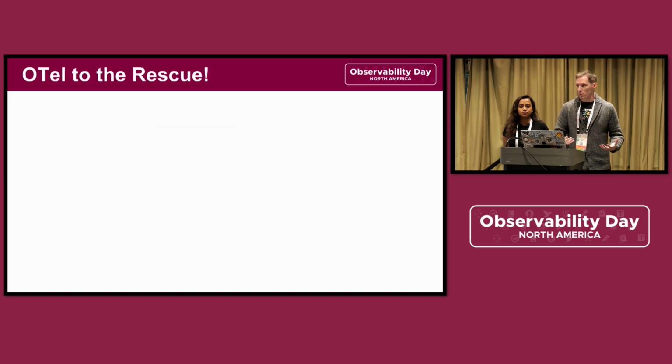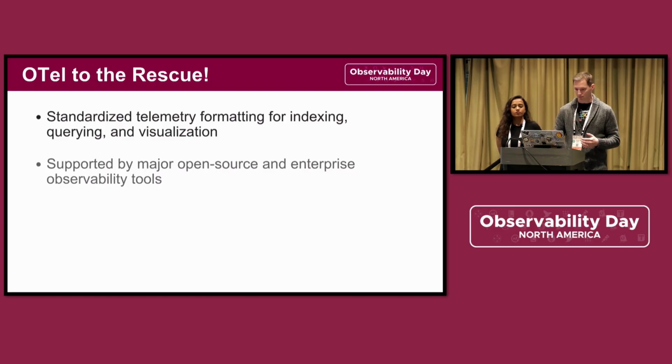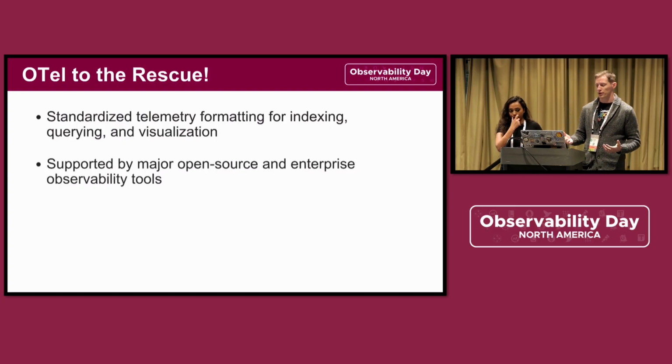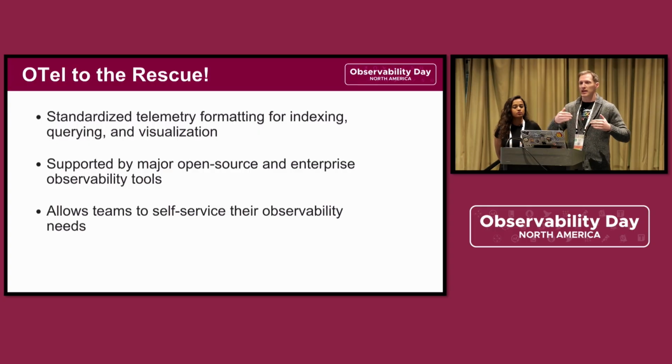And that was the promise of OpenTelemetry, right? We standardize our observability data for indexing, querying, and visualization so that we can correlate all of these different pieces across these domains to reconstruct that picture. It's supported by major open source and enterprise observability tools, so we know that the tooling is in place. Because that's there, that takes some of the load off us. It's standardized. There's a spec. We can show that to the developers and say, all right, you can do this. You can self-serve some of the observability work.